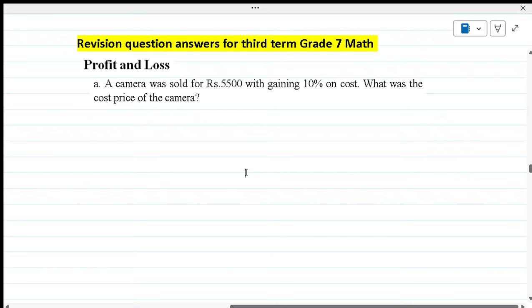Now, dear learners, I'm going to prepare a few questions on the topic of profit and loss as revision questions and answers for the 7th grade third term examination. So here I go with the first question.